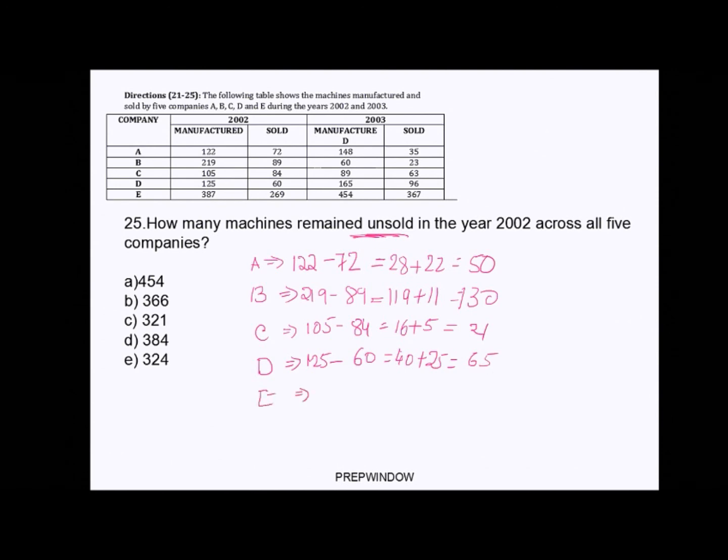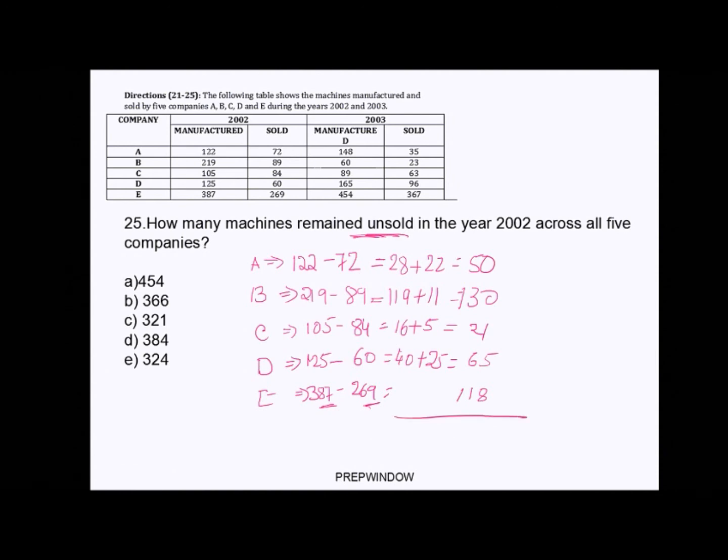Company E is 387 minus 269. Students, if you're very good at mental calculation, that you have to practice, you don't have to write all these things in the examination. So just for explanation purposes, I am writing here 387 minus 269. If you see, 87 minus 69 is 18. 3 minus 2 is 1. So 118. So all 5 companies have been done.